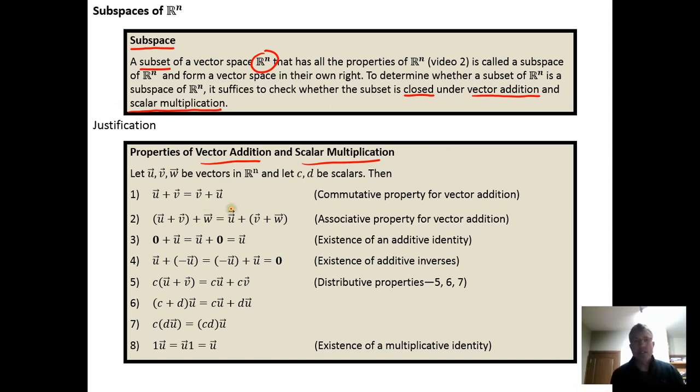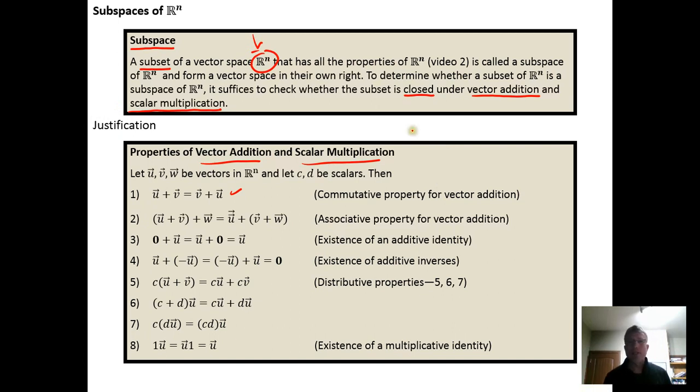So the first thing is to identify why closure under vector addition and scalar multiplication is sufficient to demonstrate that a subset has all of the properties. So let's just look at this first one, the commutative property of vector addition. Let's just think about this for a second. The idea is that if you take a subset, the subset is going to inherit the commutative property. I think I said the wrong property on accident. The subset is going to inherit the commutative property from the superset, from Rn.